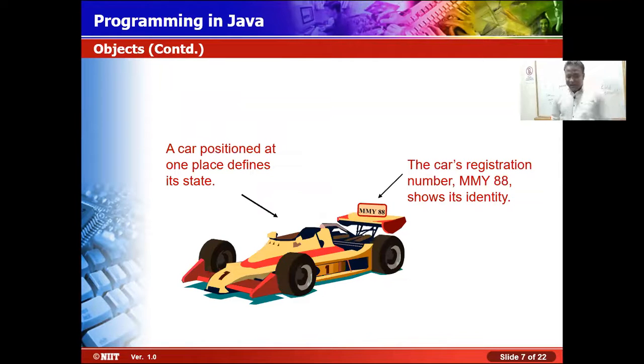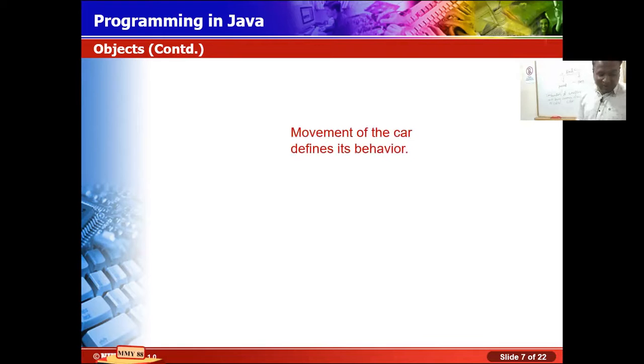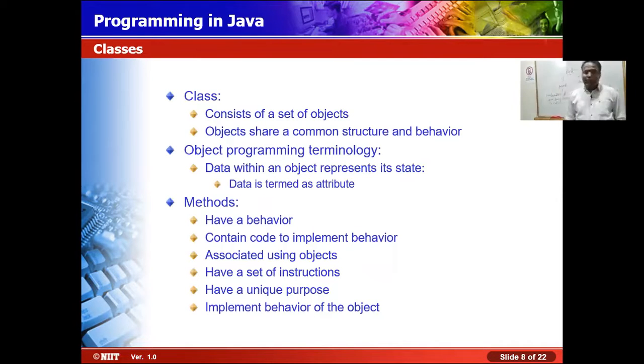Now there is a picture on your screen. A car is positioned at one place, define its state. The car is stationary, but the car is stoppable. That is a state. When the car starts, it is another state. Car moving is another state. The car number shows its identification or identity. The car number is called the identity. Car moves shows its behavior. So this is all about your object.